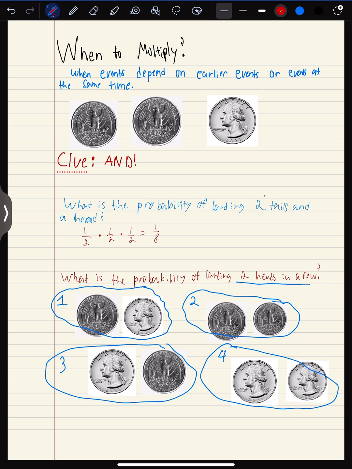So what is the probability of landing 2 heads in a row? Another way of thinking about this is each possible outcome, right? So I have 4 total possible outcomes because there are 2 choices in each. So I could either land a tail and a head, a tail and a tail, a head and a tail, or 2 heads. And because it's a 1 out of 2 chance to land a head, and a 1 out of 2 chance to land another head, we get 1 out of 4.